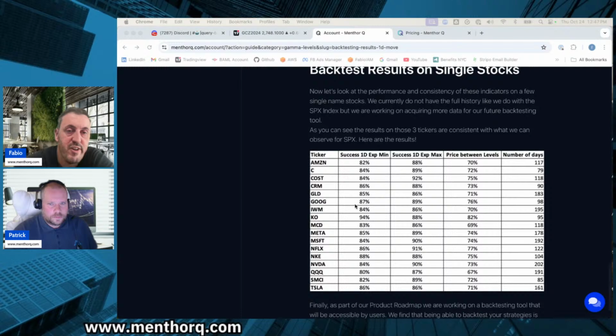So that could be one of the strategies. The other one is obviously directional. If you are planning a trade, you could use the 1-day max and 1-day minimum as a reversal trade, or if you are in a trade, you could use them as profit target or stop loss targets.